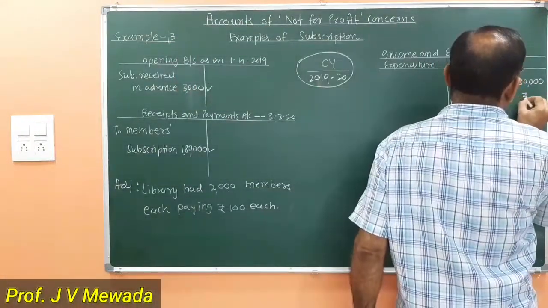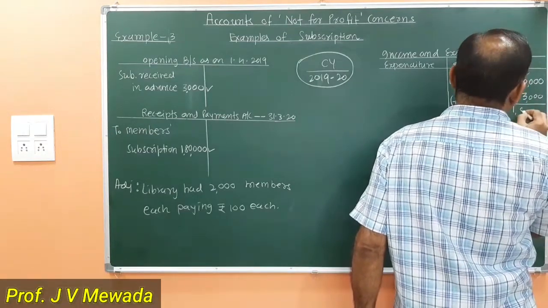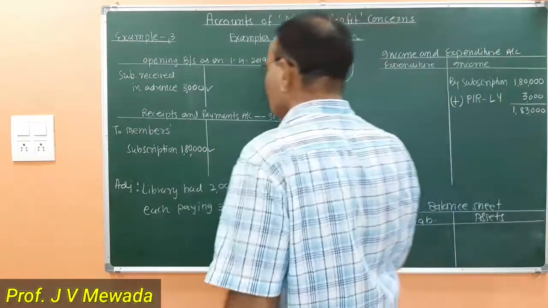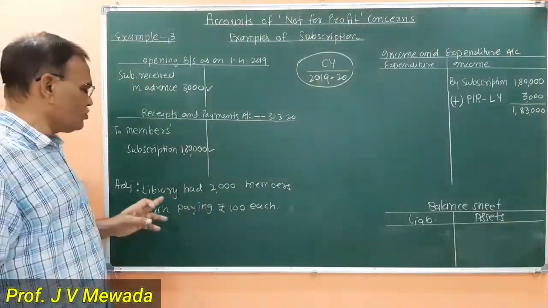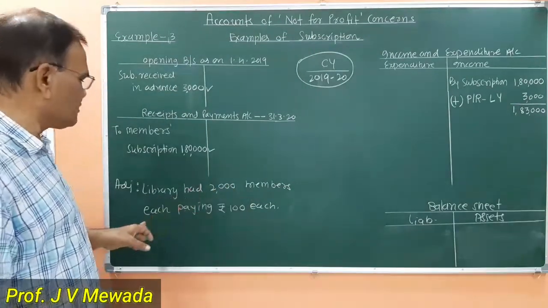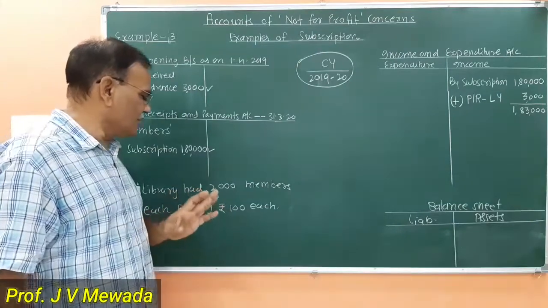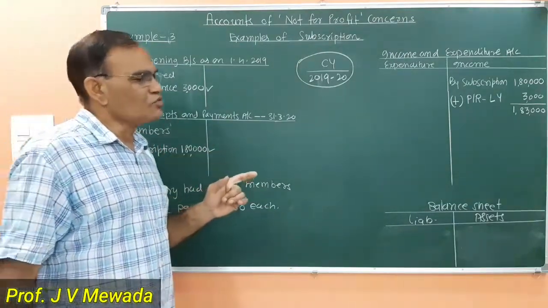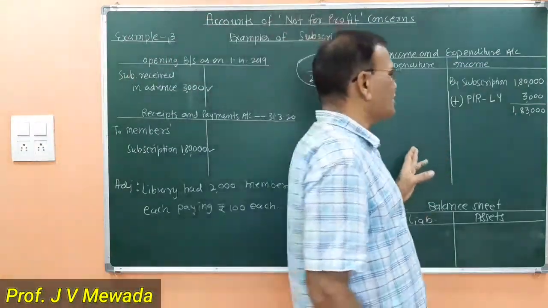Pre-received of last year 3,000. So total is 1,83,000. Now, how many members we are having? 2,000 members. Each is paying 100 each. So what should be the total subscription during the year? It should be 2 lakh rupees. Now so far we have received 1,83,000. So the difference of 17,000.